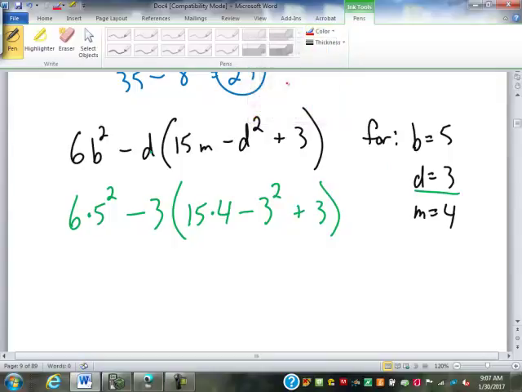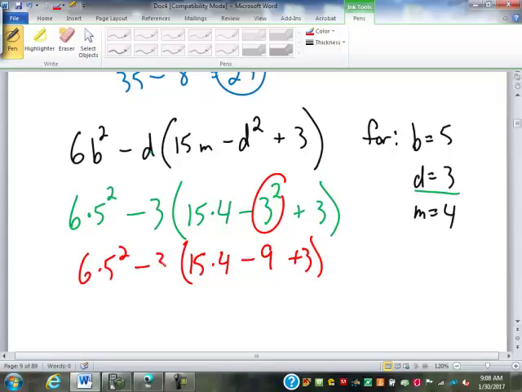So now we're back to an order of operations problem like we did last time. What has to happen first here? 3 squared. In the parentheses, we have to do the exponent first. 3 squared is 9. Now we're still in the parentheses. What has to happen next? 15 times 4, which is 60. And then 60 minus 9 is 51. And finally, plus 3. 51 plus 3 is 54.